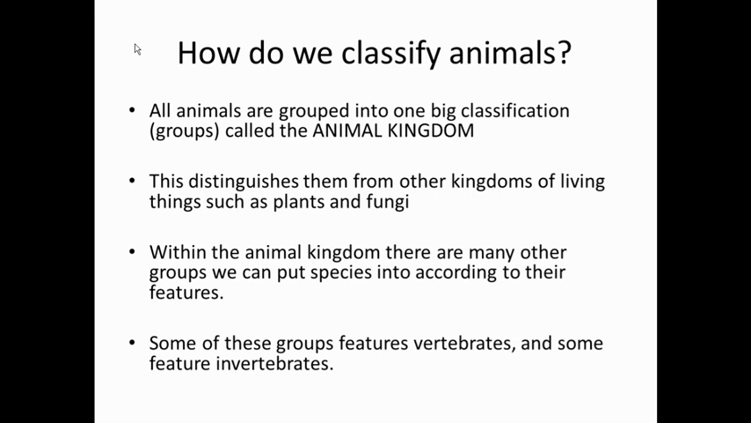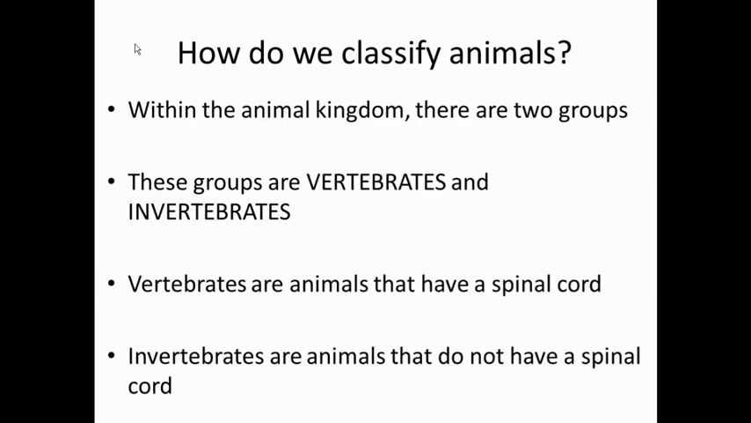So within the animal kingdom, there are many other groups we can put species in according to their features. Like I said about big cats, that's a group of its own. You can tell by their features that they're different from, think about canines, for example. So you've got dogs, wolves. They look similar, they're in groups according to their features. So some of these groups are vertebrates and some are invertebrates. So what do we mean by vertebrates and invertebrates?